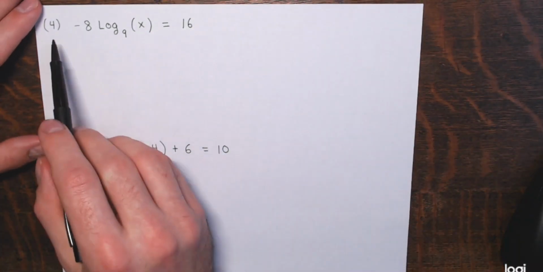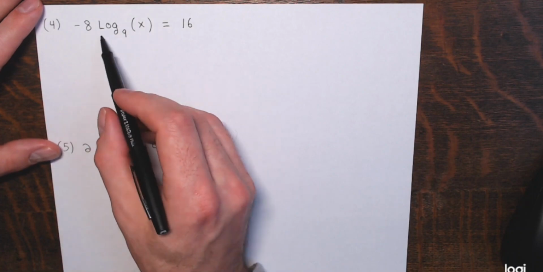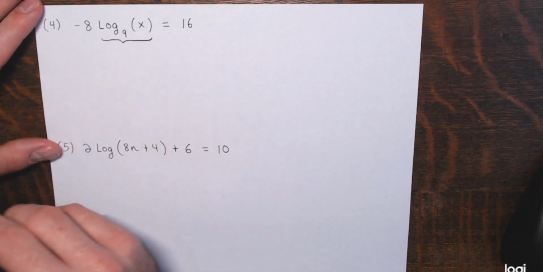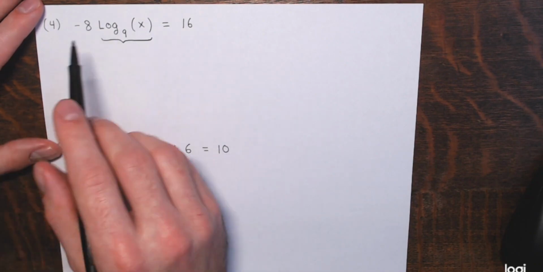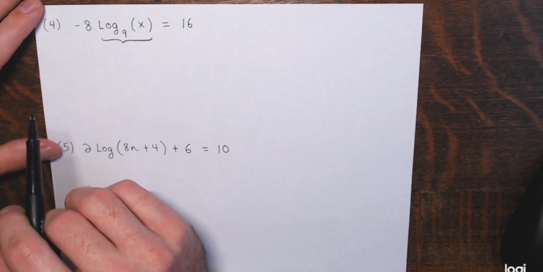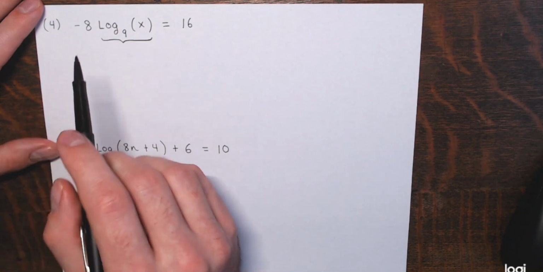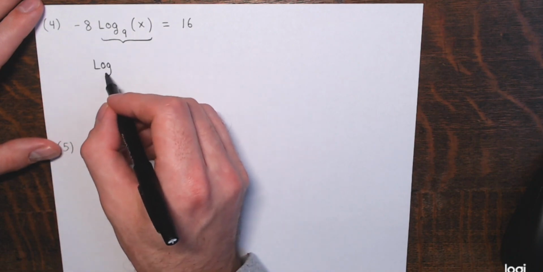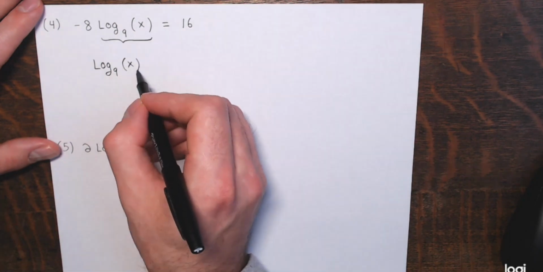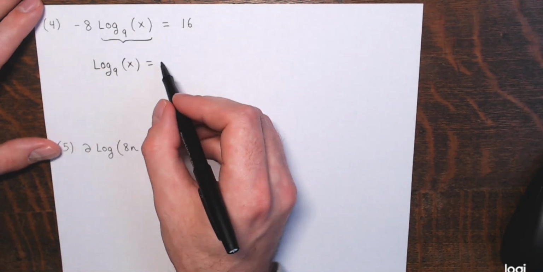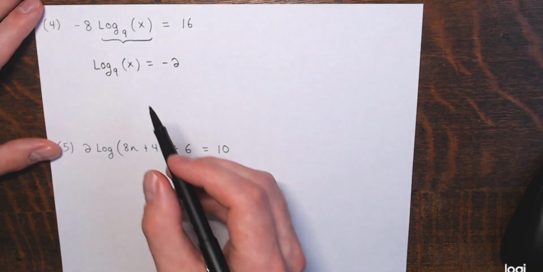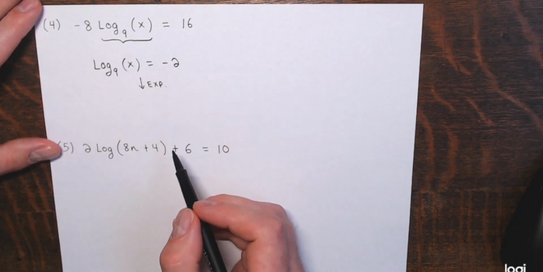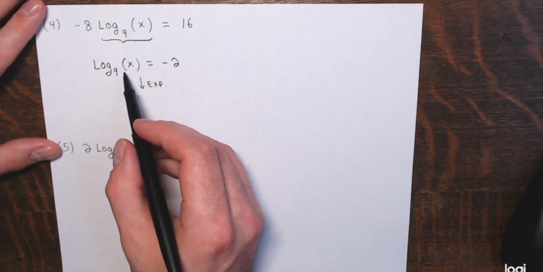So number 4. Once again, I have a logarithm, but this time it's a logarithm base 9. Not base e anymore. But I still want to get that alone first, get a nice logarithmic statement, log equals. So I'm going to divide by negative 8. So now we have the log base 9 of x equals, 16 divided by negative 8 is negative 2. And now I have a logarithmic statement. We change it to the equivalent exponential form. That's x equals 9 to the negative second.